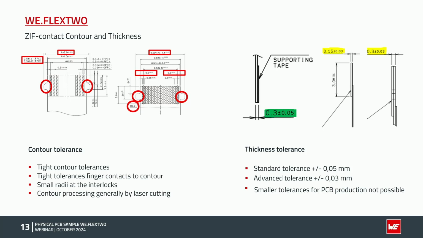If we have thinner thickness, we have to change from FR4 and depth milling to a polyimide reinforcement. For the contour tolerance, we always have to use a laser cut. The reason is really tight tolerances, especially the tolerance of finger contacts to contour, or small radii for the interlocks. That's the main reason why we always use laser cut for creating the contour.